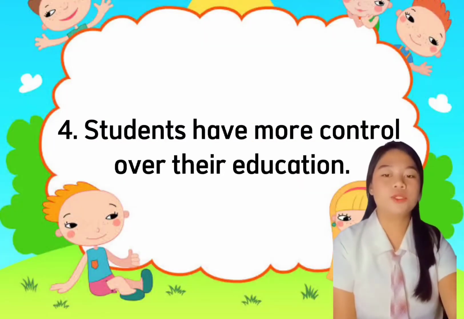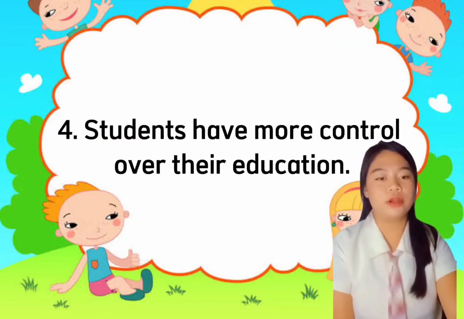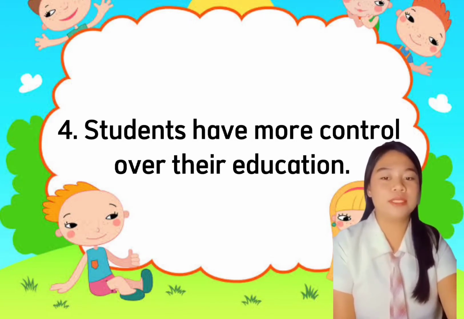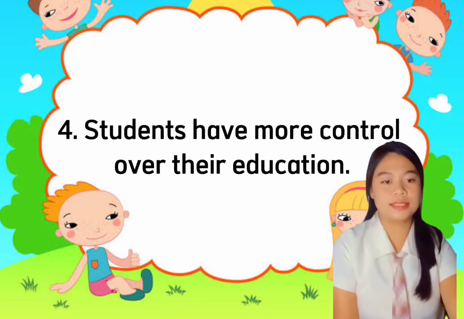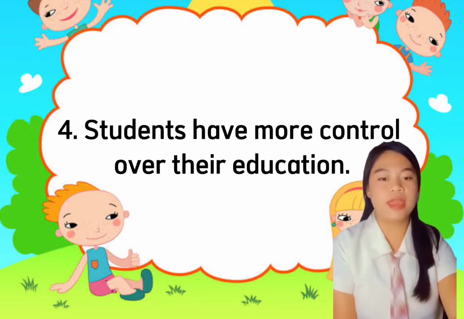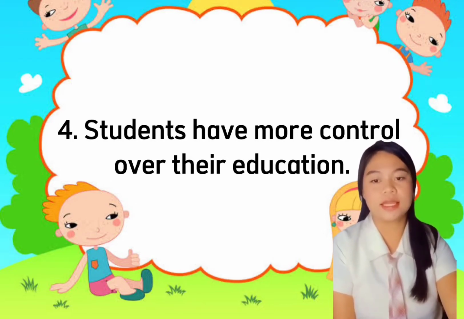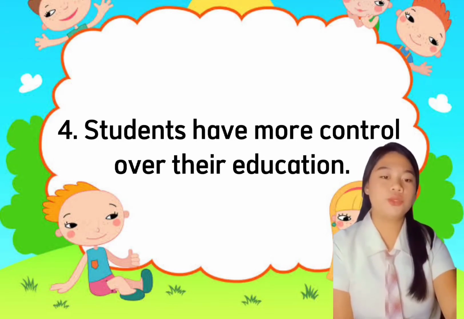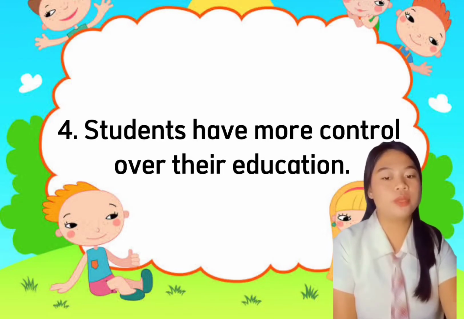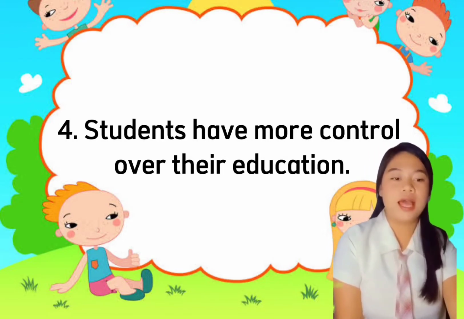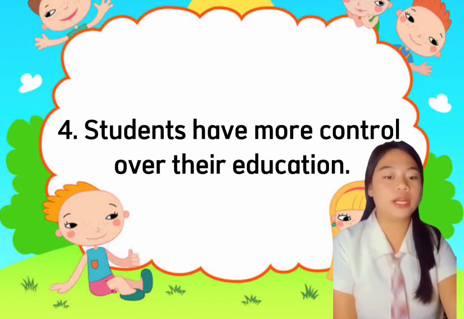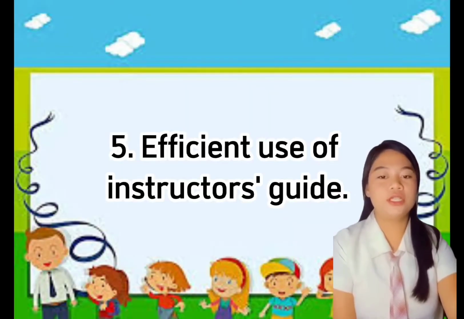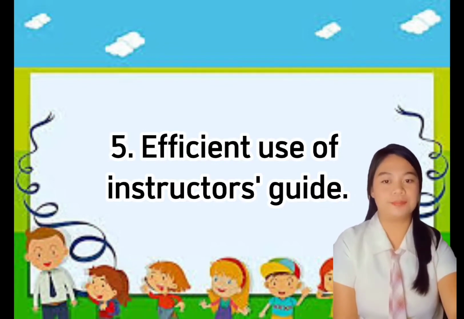Fourth, students have more control over their education. In a blended learning model, students can participate in the online portion of class and review class materials from anywhere they have internet access, allowing them to work from wherever they want. Furthermore, students can complete the online portion when it is convenient for them, allowing them to better balance schoolwork and outside obligations. Fifth, efficient use of instructor's time.